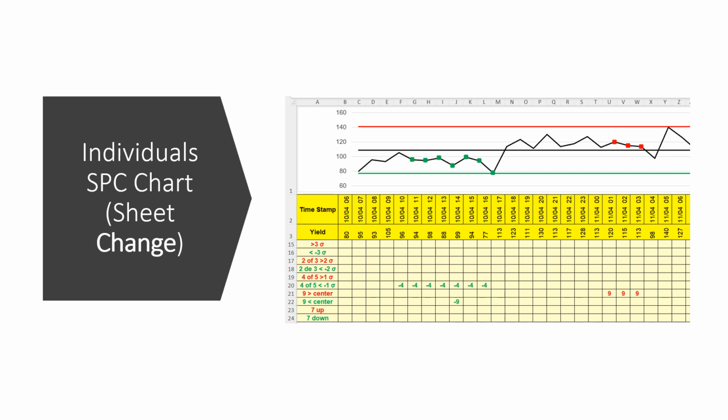How much have we improved? If we compute the average between 6 o'clock and 4 p.m., we get an average yield of 93.